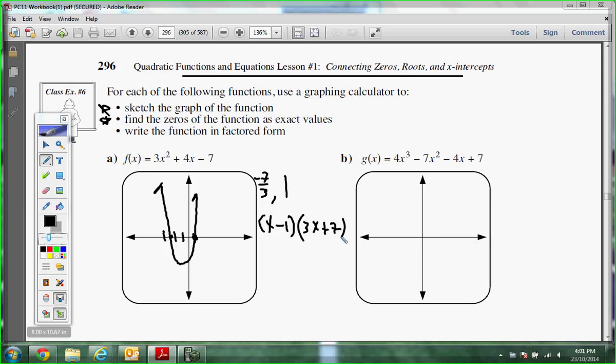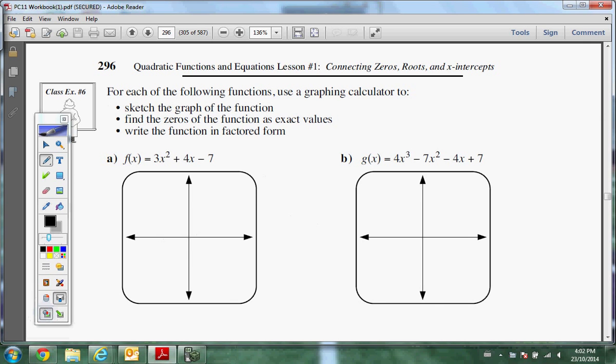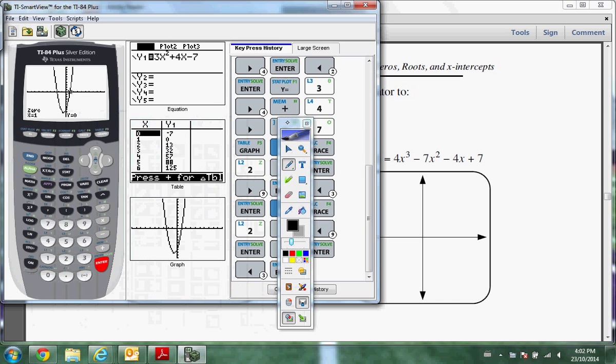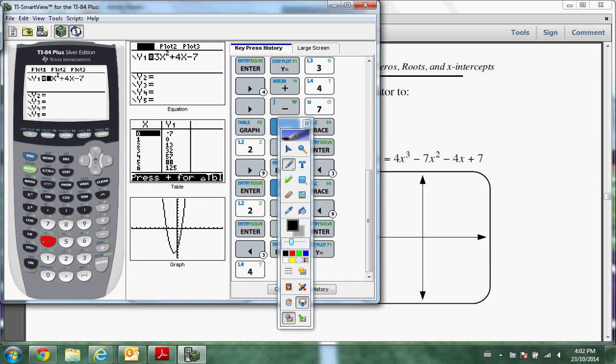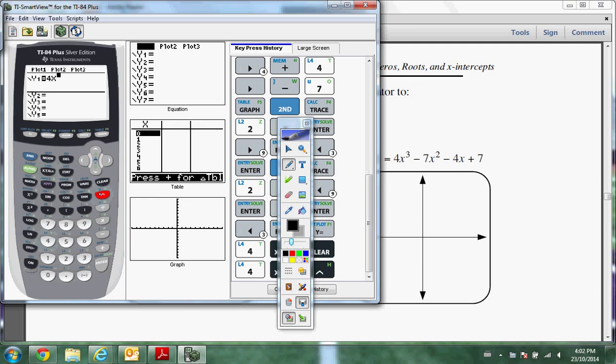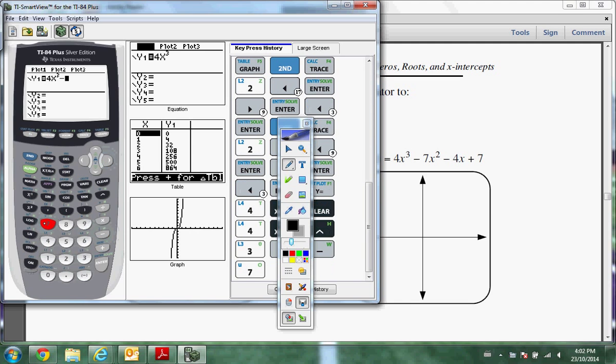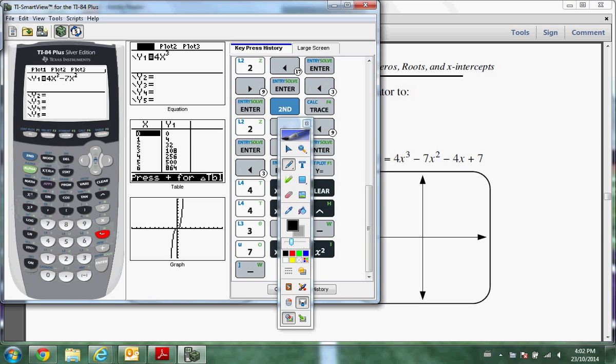All right, and then we'll try this one. Okay, this one's going to be different. We're not going to do a lot of cubics, but they just want us to do that. So 4x cubed minus 7x, so let's put that in there. Let's go clear. 4x cubed minus 7x squared, and minus 4x and plus 7.